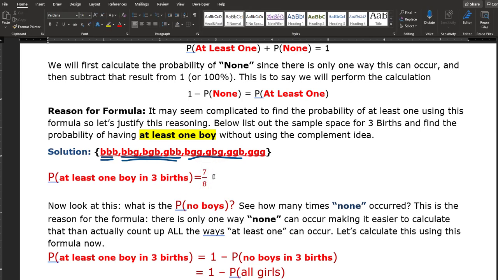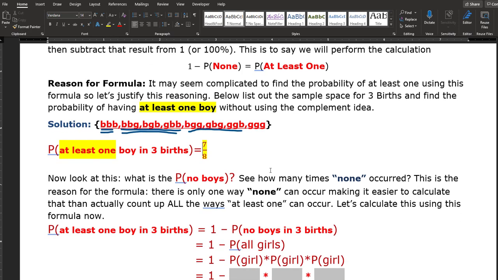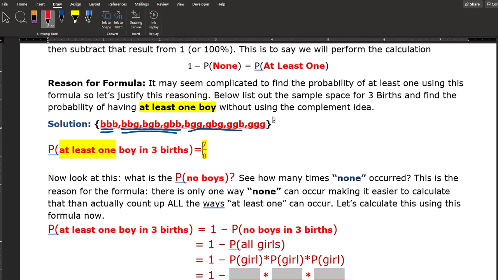So we see that if we do the probability of at least 1 boy, we end up getting 7 out of 8 different possibilities. And the way we want to do it, if you look here, how many of these did we end up not counting? Well, we only ended up not including this one last possibility, the one where it's all girls. So there's only one possibility where none of them was a boy. This is usually a lot easier to count than all the possibilities where at least 1 happens. At least 1 can happen so many different ways, but none can only happen 1 way.